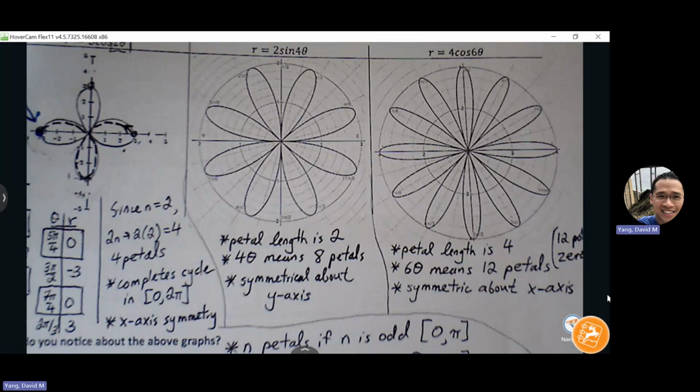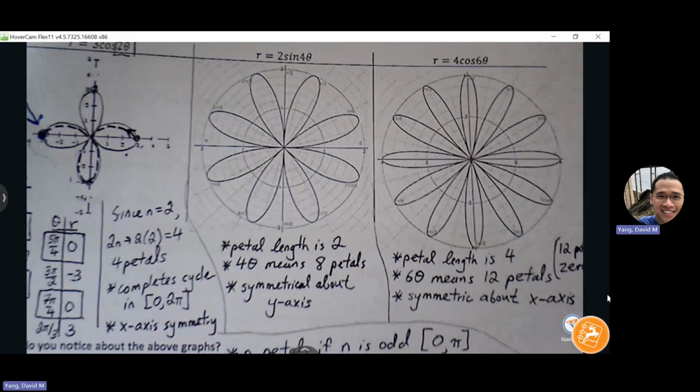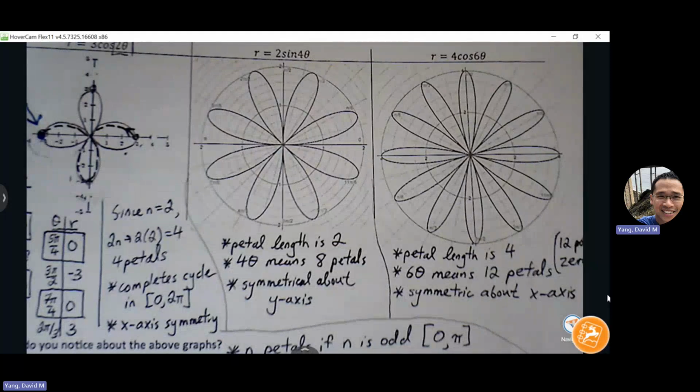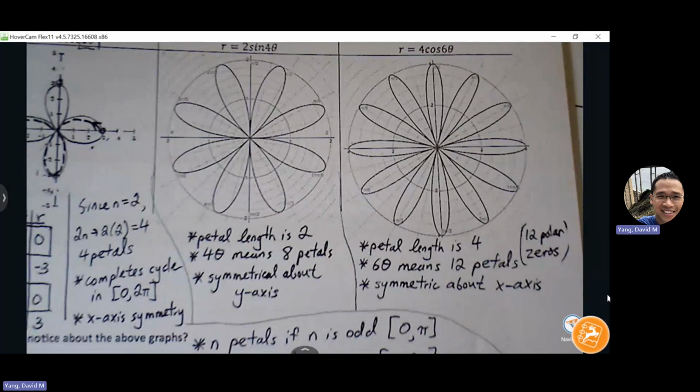That's true. I think for cosine, you may be able to have multiple symmetries for the evens, but I believe for the odds, it's just going to be either. Yeah. But you're right, I think even does have multiple symmetries.